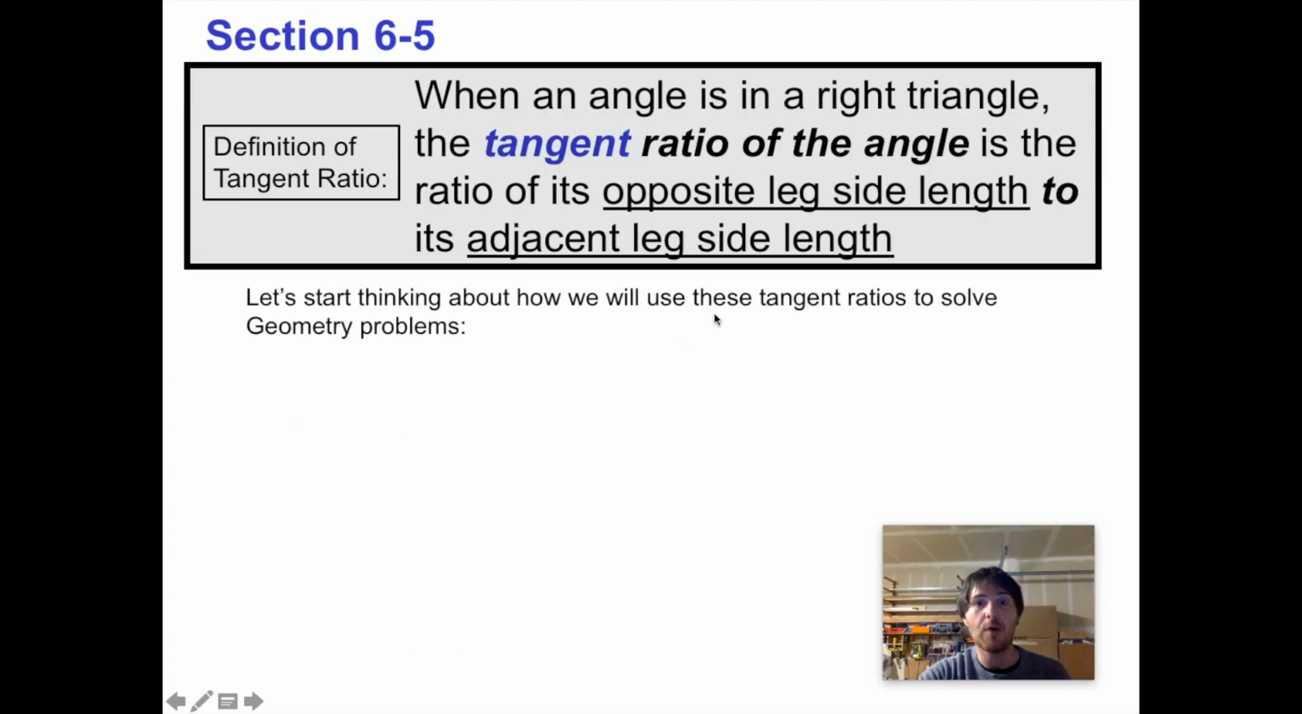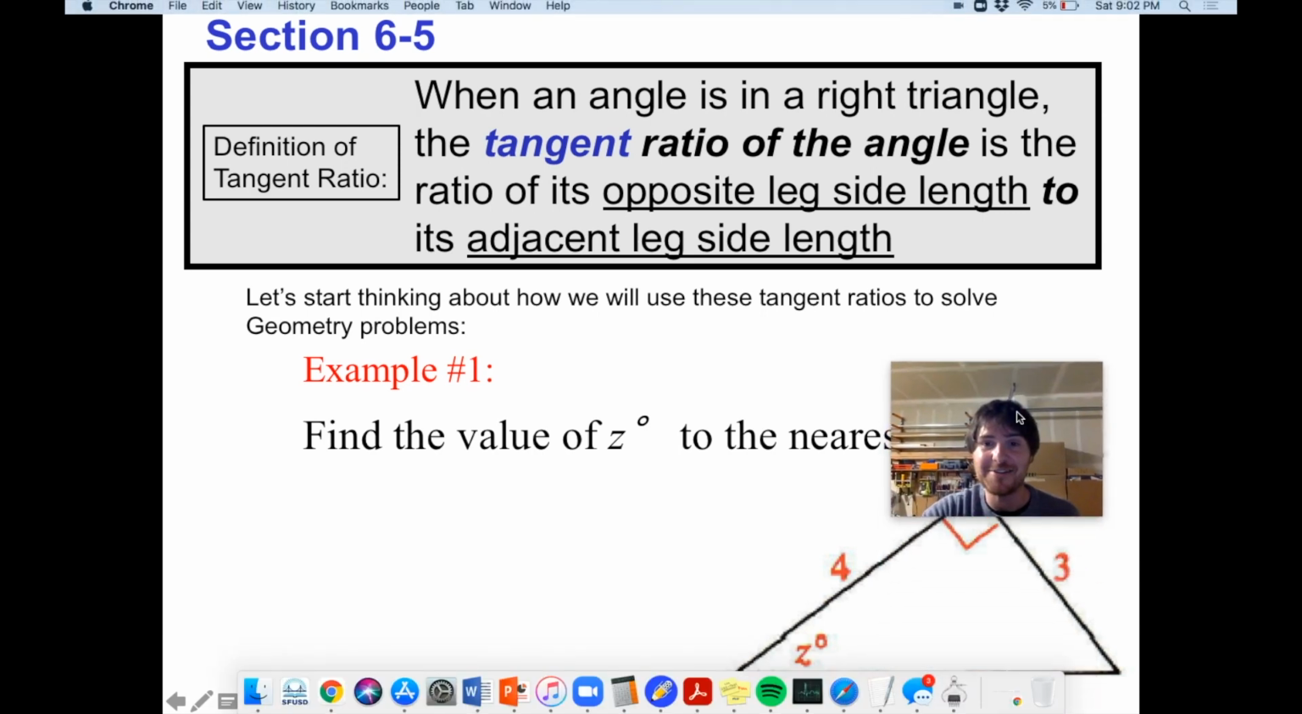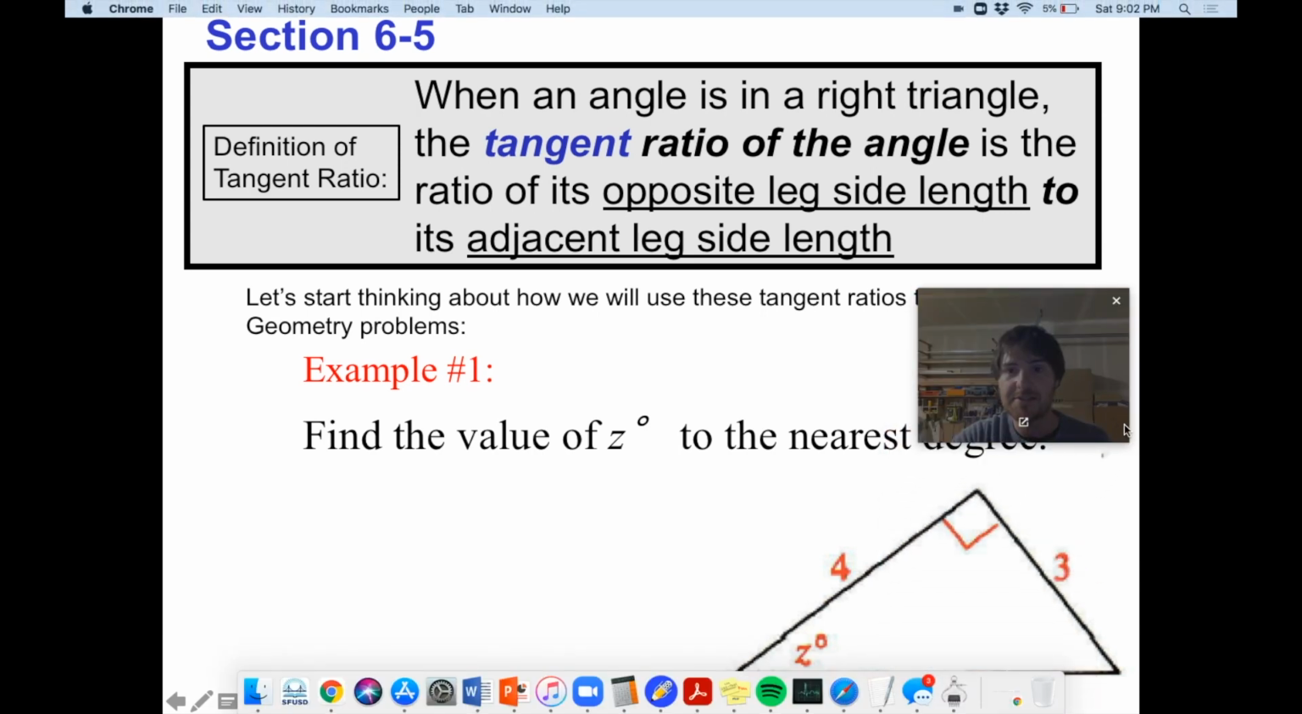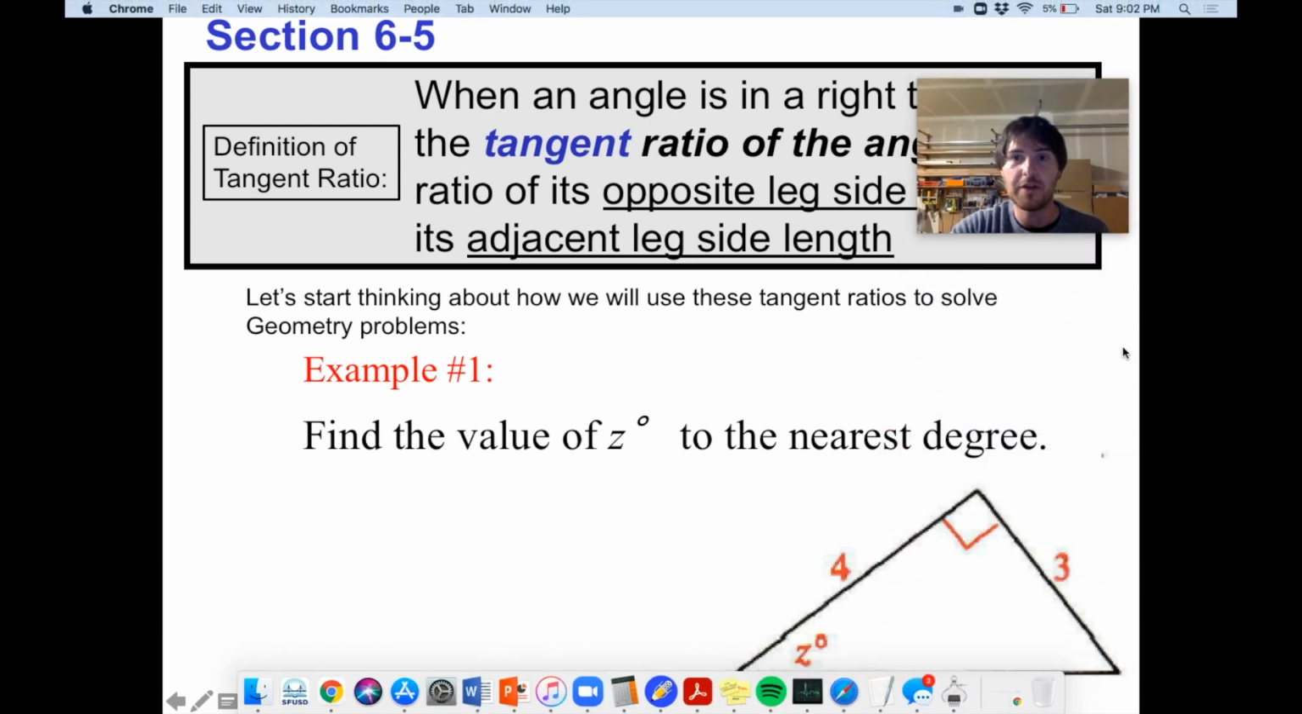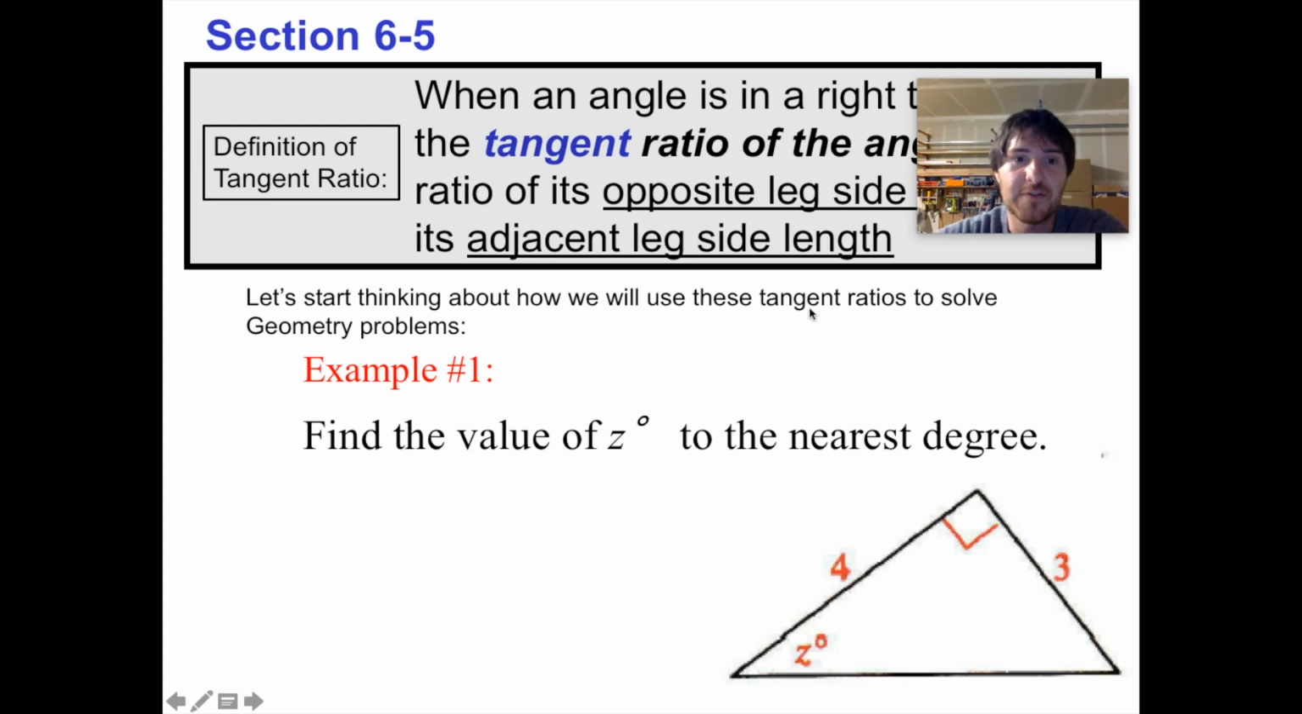Let's start thinking about how we'll use these tangent ratios to solve geometry problems. Shall we? Example number 1. Oh, check it out, it's from the textbook. They gave us this as an example problem. Maybe I'll move it up here and block the definition for a second. It says, example number 1, find the value of z degrees to the nearest degree. What do we have? This must be our reference angle right here.